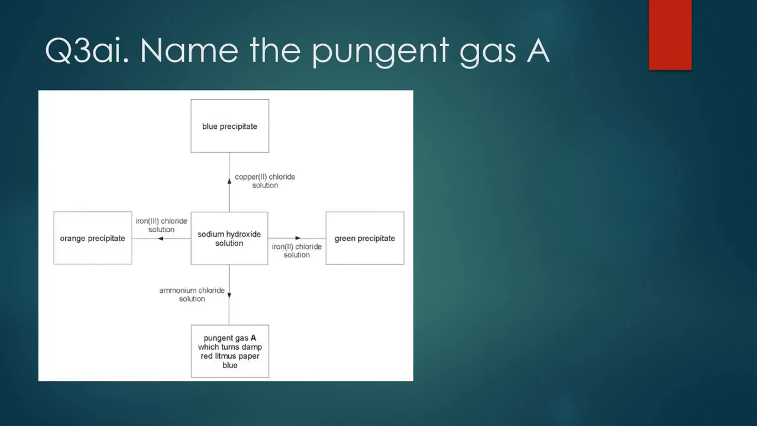Name the pungent gas A. This gas is ammonia. We know this because it turns damp red litmus paper blue.